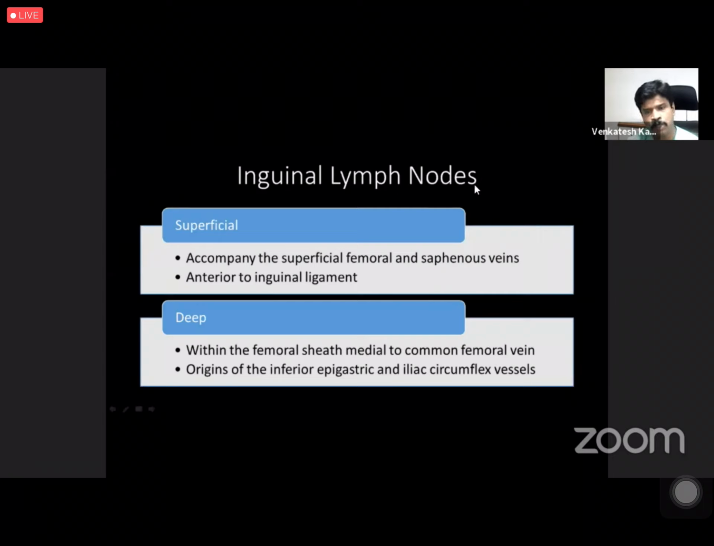When it comes to the inguinal group of lymph nodes, they are further classified into two. One is the superficial inguinal group of lymph nodes, and the other is the deep inguinal group. The superficial group of lymph nodes are those which accompany the superficial femoral and saphenous veins, while the deep group are those seen within the femoral sheath, medial to the common femoral vein. The structure which differentiates the deep inguinal lymph nodes from the external iliac lymph nodes is the level of the origin of the inferior epigastric and deep circumflex iliac vessels. When it's seen deep to that, that is the external iliac group. When it's seen superficial to that, that is called the deep group of the inguinal lymph nodes.